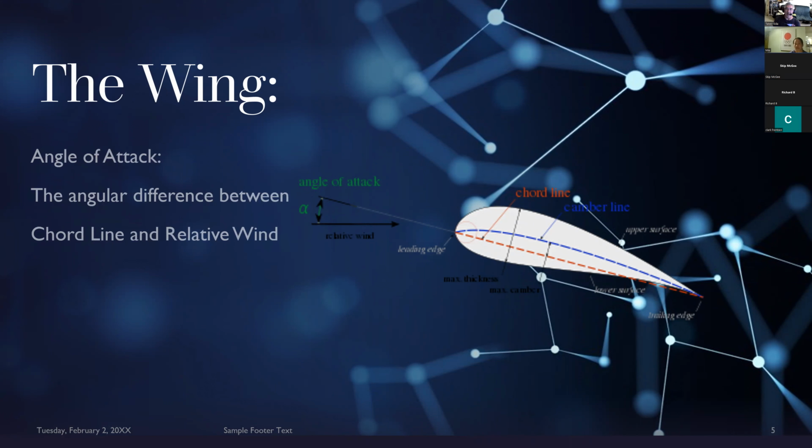Okay. So what is angle of attack? Angle of attack is the difference between the chord line and the relative wind, right? So the chord line again is the imaginary line between the leading edge of the wing and the trailing edge of the wing. The relative wind is the direction the airflow is approaching that wing, and that angle that the wing meets the air is called the angle of attack.